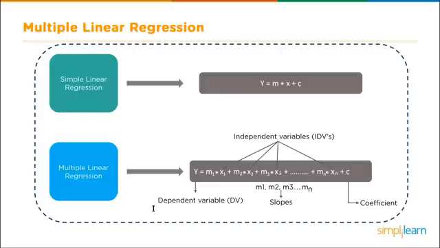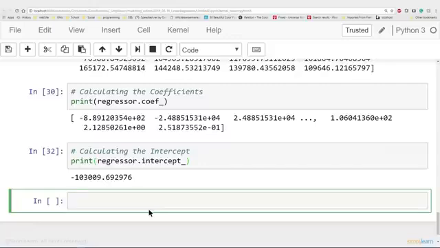Y equals slope 1 times column 1 variable plus slope 2 times column 2 variable all the way to m to the n and x to the n plus c, the coefficient. Or in this case, you have minus 8.89 to the power of 2, etc., times the first column and the second column and the third column. And then our intercept is the minus 103,009 point. Boy, it gets kind of complicated when you look at it. This is why we don't do this by hand anymore. This is why we have the computer to make these calculations easy to understand and calculate.